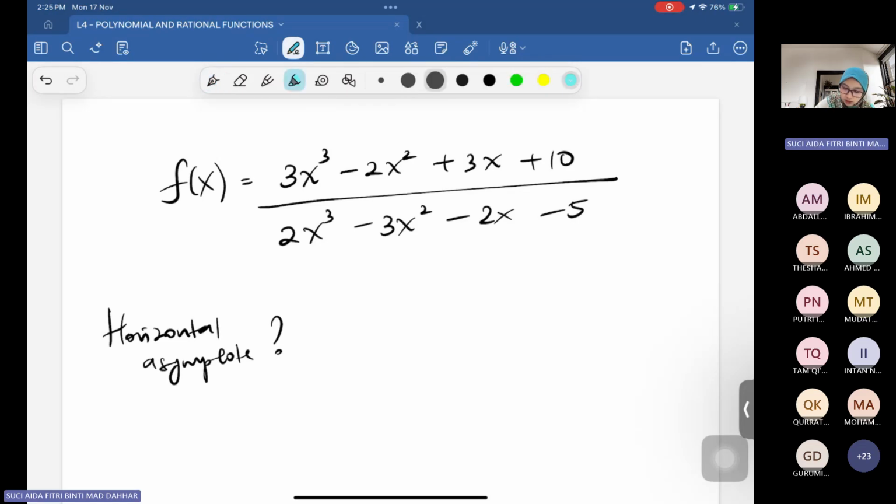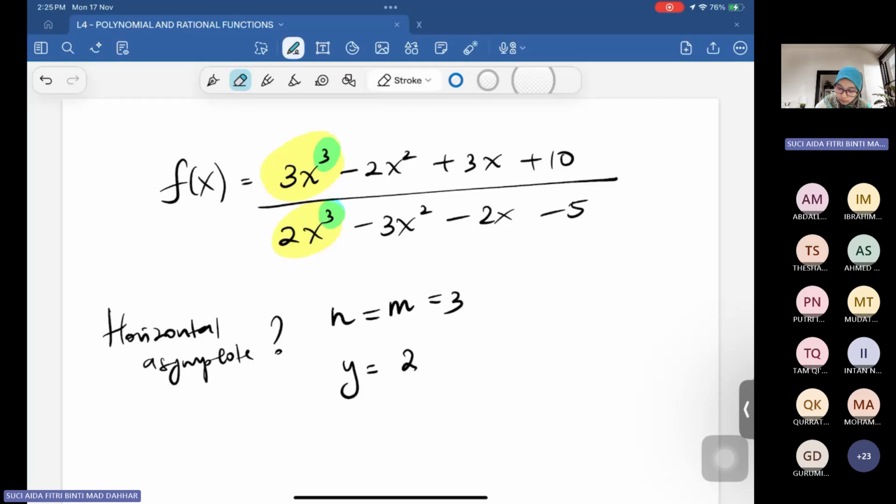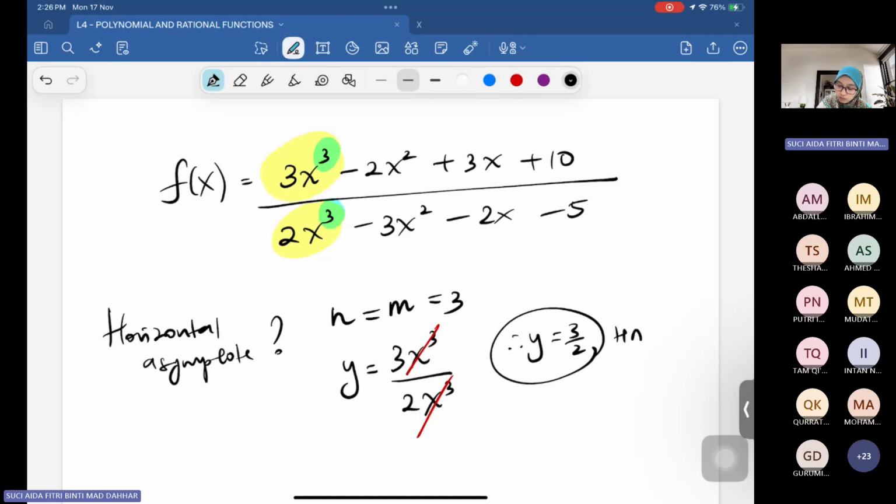For this case, the highest power on the top and the highest power in the bottom are the same. So your n is equal to your m, which is just 3. So how do you get y? You take the leading term in the front on the top divided by the leading term in the bottom. That will give you 3 of x cubed divided by 2 of x cubed. This can be cancelled off. So you get y equals 3 over 2 as your horizontal asymptote.